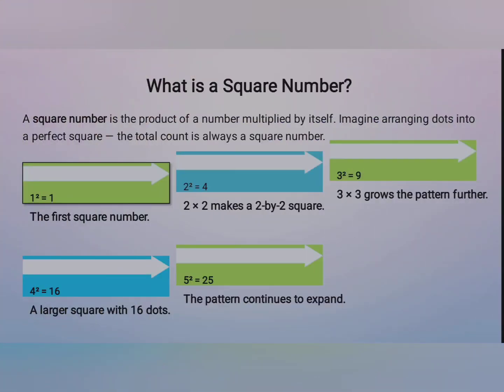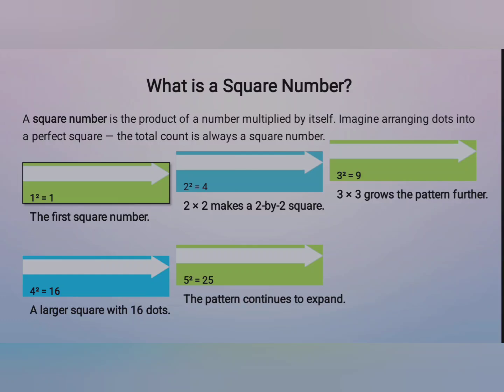First, let's see what a square number is. A square number is simply a number multiplied by itself. We could say it is the product of a number multiplied by itself: 1 into 1, 2 into 2, 3 into 3, 4 into 4, 5 into 5. All these products are called square numbers.